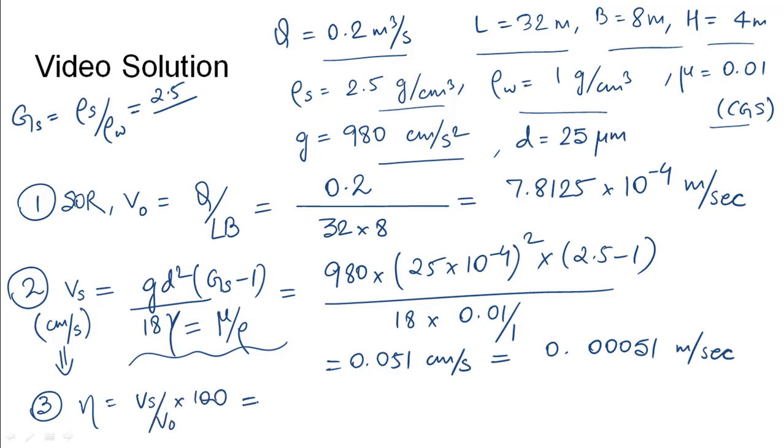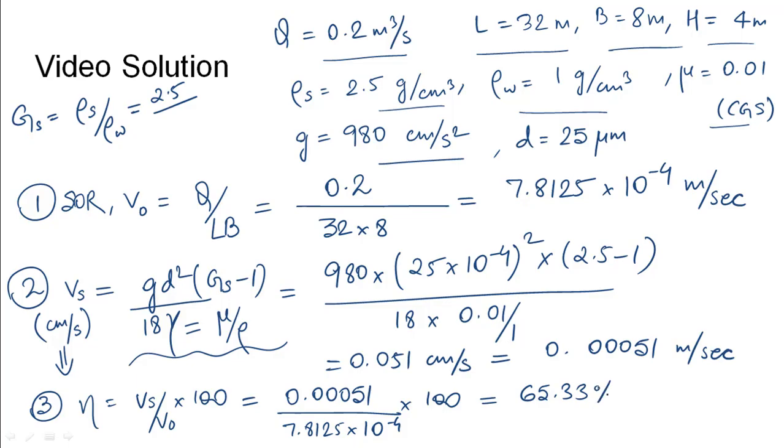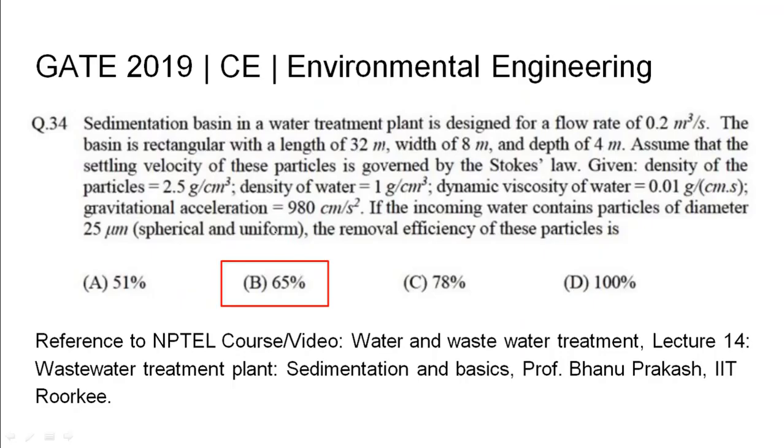Now for finding the efficiency, we need to compare Vs with V0. This would give us the efficiency of settling. So it is 0.3051 divided by 7.8125 into 10 to the power minus 4, into 100. The efficiency will come out to be around 65.33%.